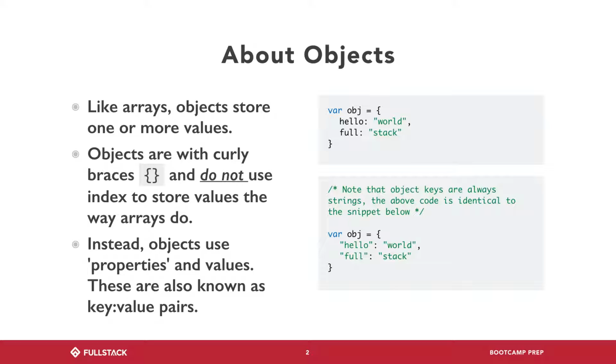Another word for these keys is properties. So you'll hear me use properties and keys interchangeably, but really they're referring to the same thing. And the values are just the values. In an object, every key has a value, and vice versa. If it doesn't follow that relationship, then it's not an object.